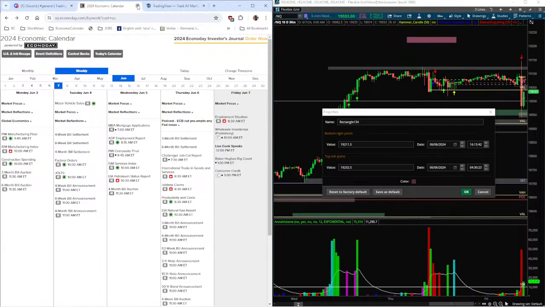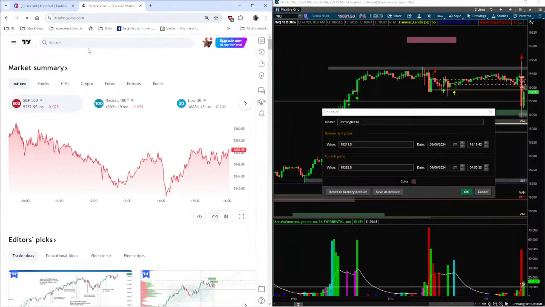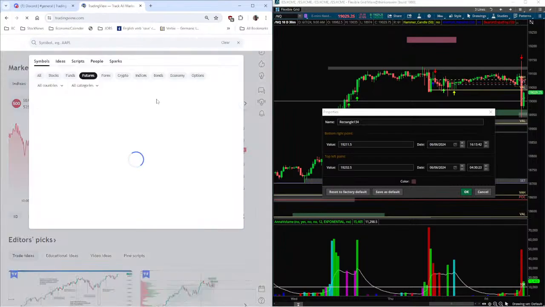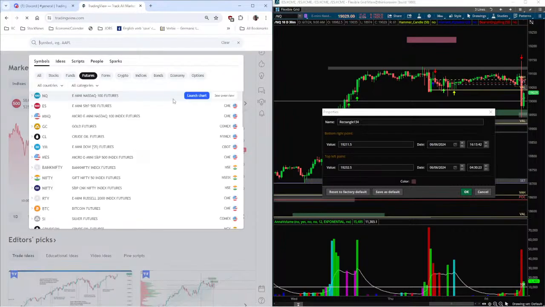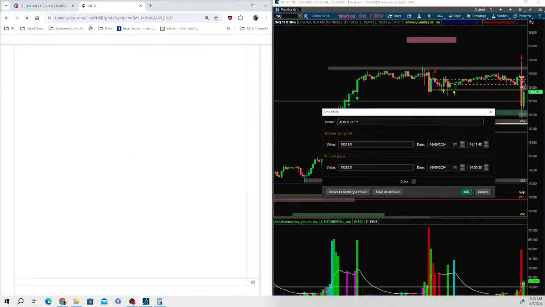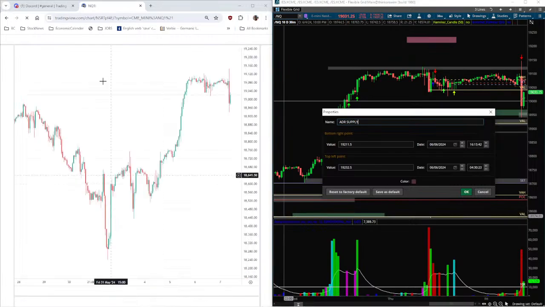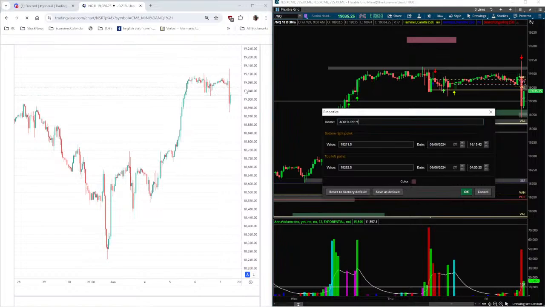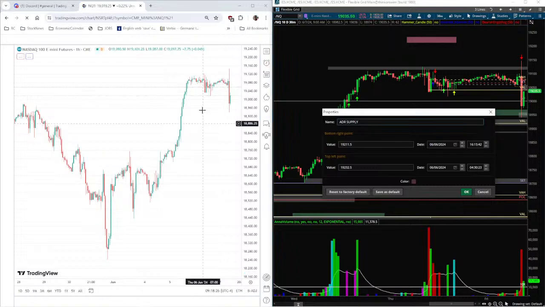For TradingView to load. There we go. I need NQ. We're gonna work on the supply one first. 12 minutes before the market opens. I usually do this on my other computer, that way I'm not stressing this one out too much.